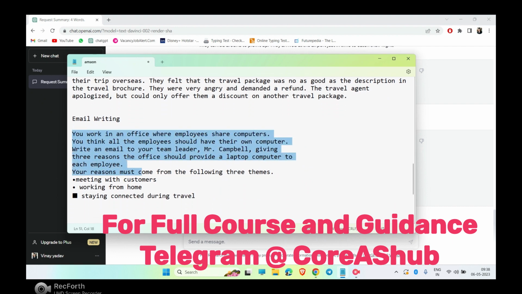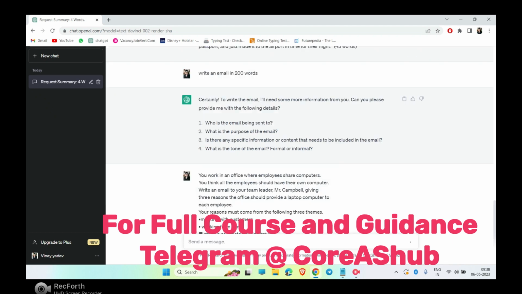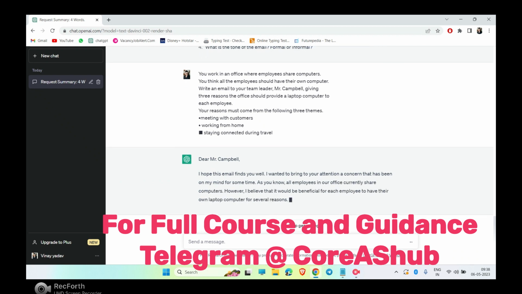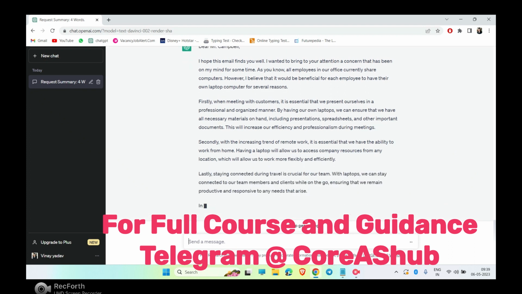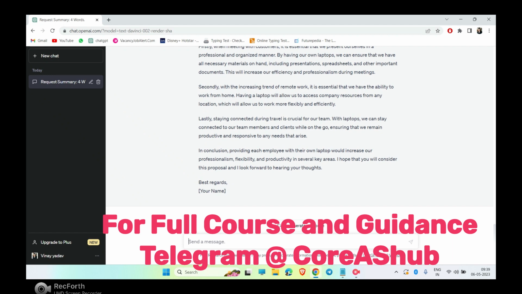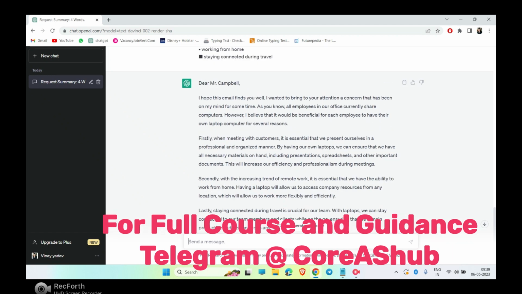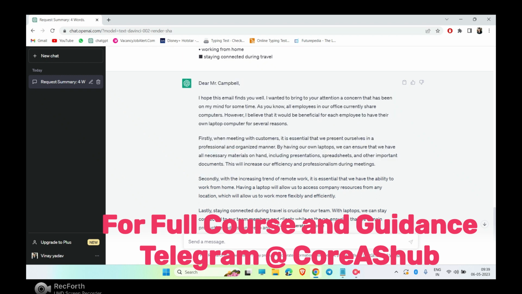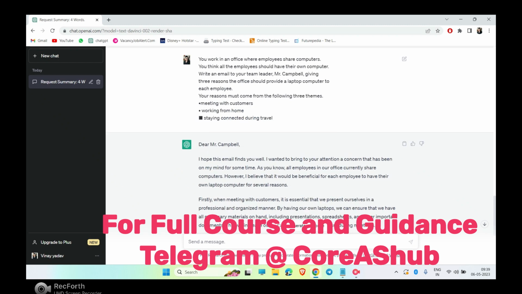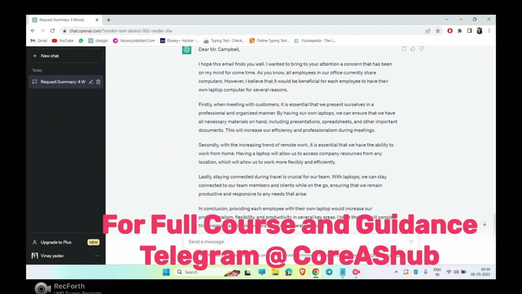So this will ask for the information. We will give the info. This is the question which we get in the Versant exam. So yeah, see, now we get a full email. So now we can learn how to write the email. Okay, you can write it on paper, you can practice it, and you can see how we can frame our email using these points.